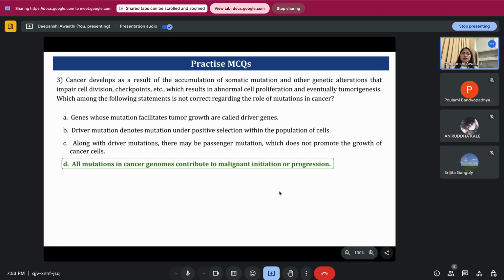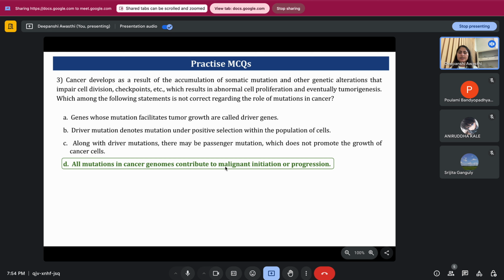In replication also, as we know, if we talk about the fidelity of DNA polymerase, it's not that accurate. It can make some mistakes. So with mutation, replication and every other mechanism is also impaired. In that case, other mutations can also arise as a byproduct of my main mutations. So not all the mutations contribute to malignant initiation. Some mutations are just passenger mutations. So we'll see them.